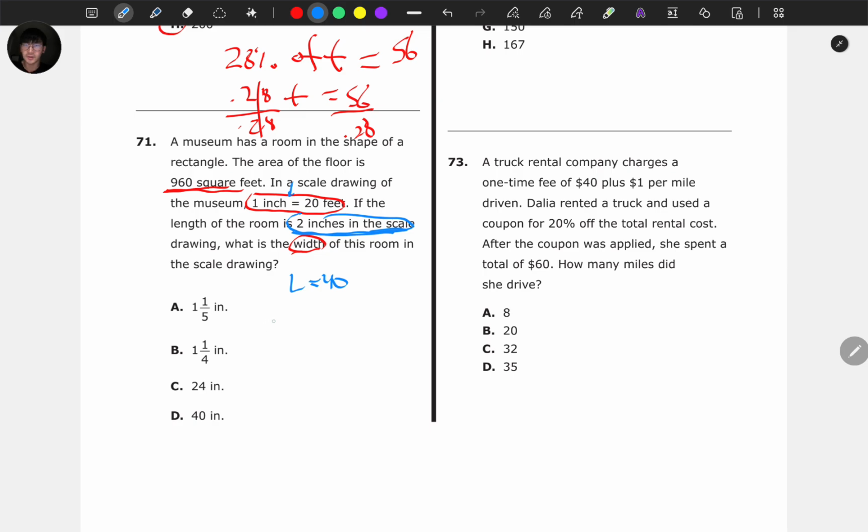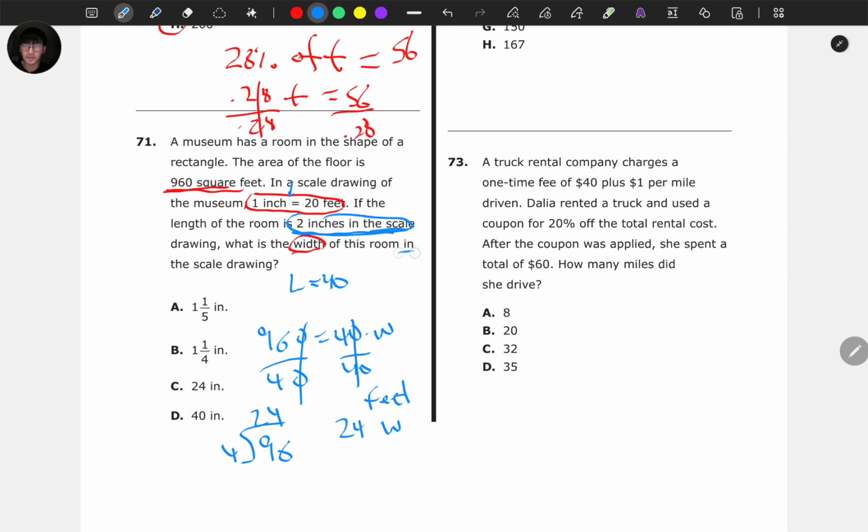So that means that area is equal to length times width. So it's 960 is equal to 40 times W. And then you just divide by 40 on both sides. Zeros go away, and then you just get 96 divided by 4. And then what is that? 24. So 24 is the width, and that is feet. Right? That's the real width.